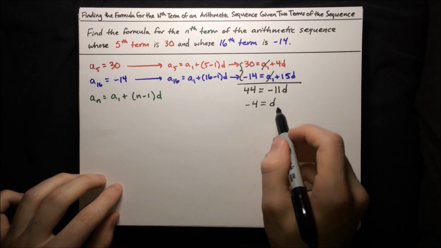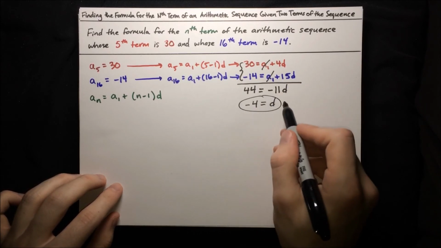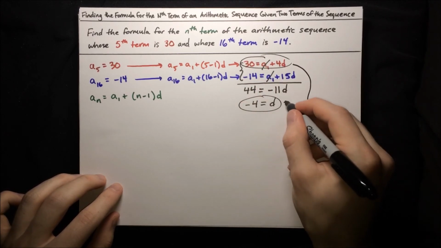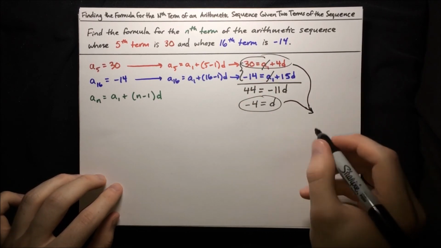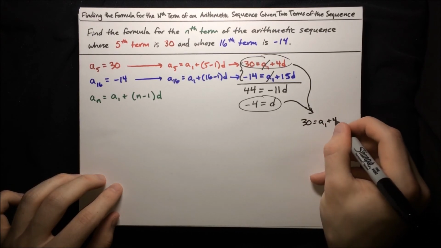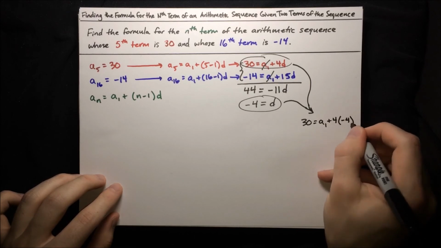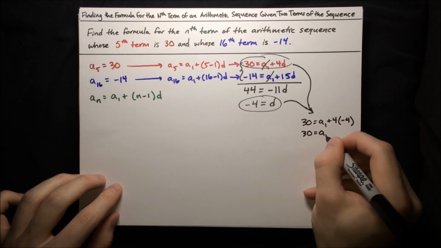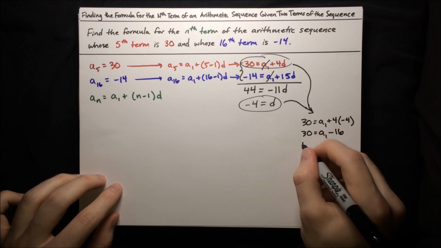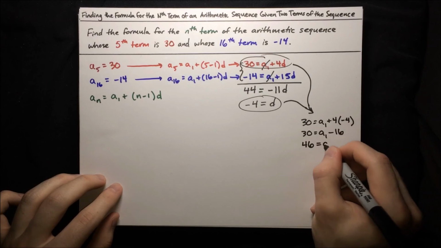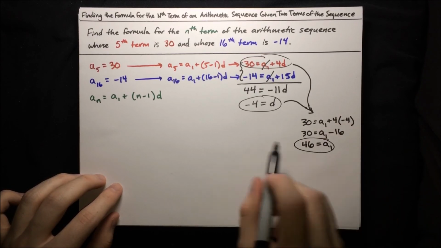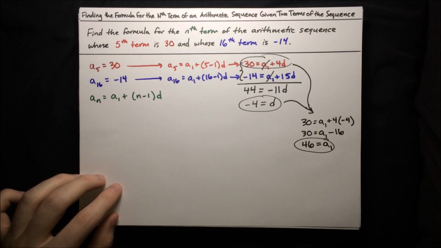And why don't we plug negative 4 equals d into, say, the top equation here. So if we do that, then what we get is 30 equals a1 plus 4 times negative 4. So 30 equals a1 minus 16. And that means that adding 16 to both sides, 46 equals a1. Okay, great. So now we've got d, we've got a1. Let's just plug them back into the nth term formula and we'll be done.